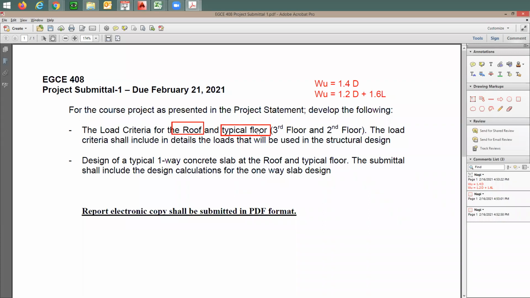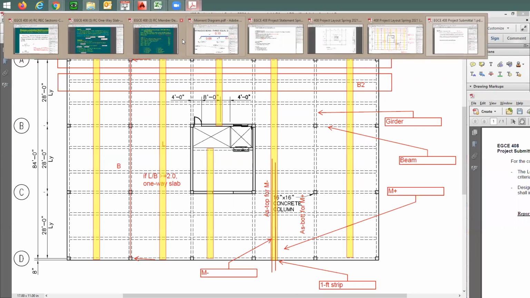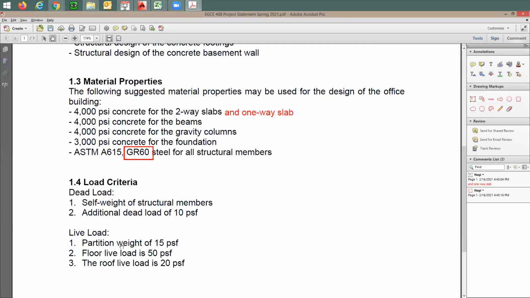But when it comes to live load for the typical floor, according to the given information here, let me put it back. It says live load, 15 PSF partitions, and then you have the floor live load. For the roof, it's going to be 20 PSF. So we're going to say here roof live load, or live load for roof, equals 20 PSF. This when it comes to the roof live load. Do I have any partitions above the roof? Do you guys put partitions above the roof or no? None. Hope not. None, right?